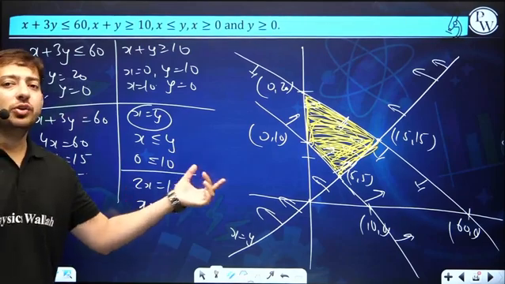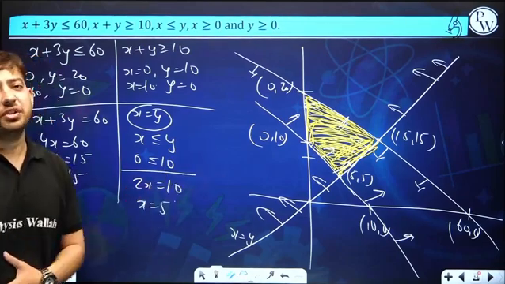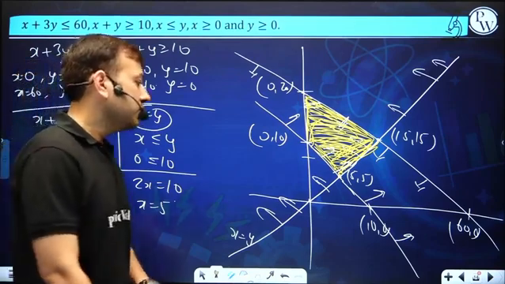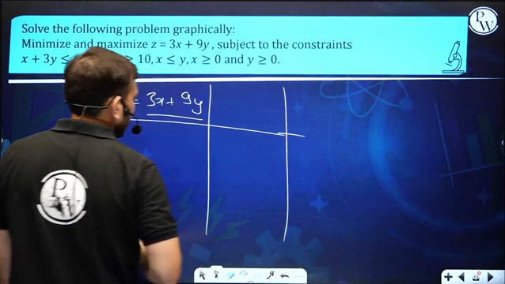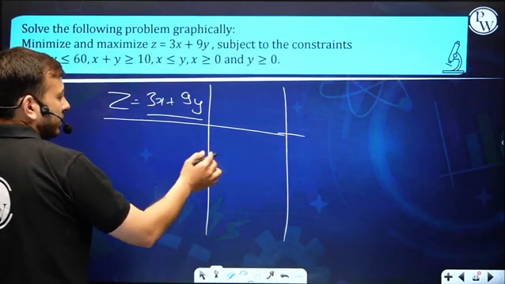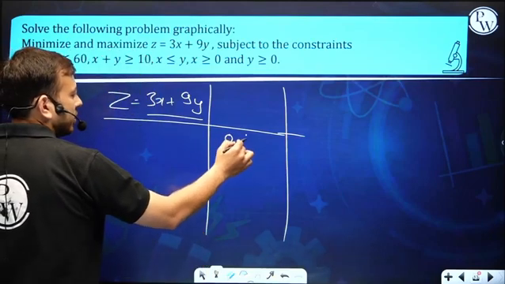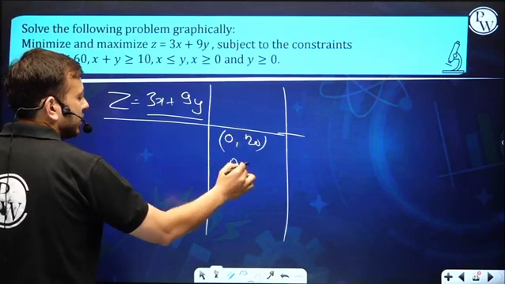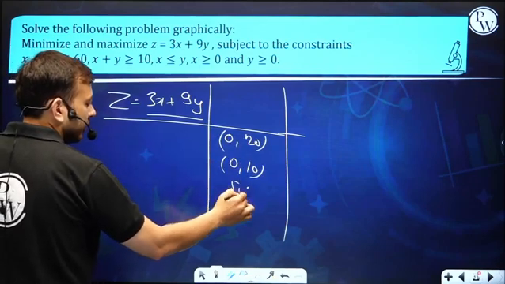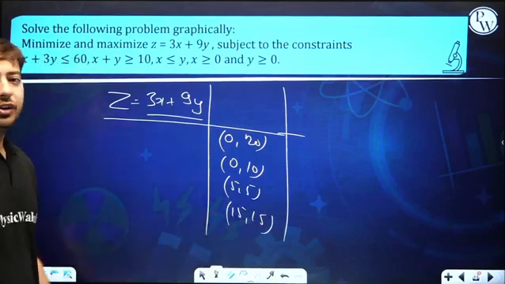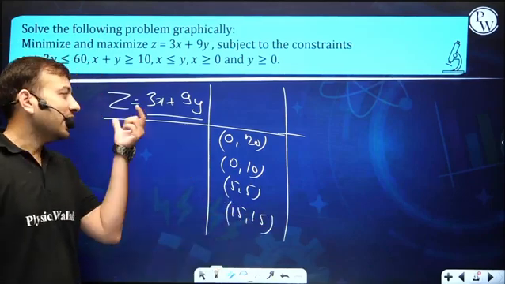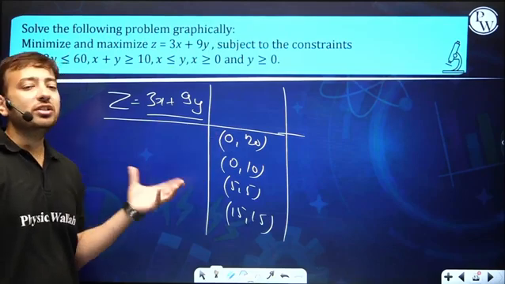In this way, you draw your feasible region. Now coming back, sir, what all points did you get? I got the points 0, 20; 0, 10; 5, 5; and 15, 15. You got these 4 points. Now get the objective function value at these points.